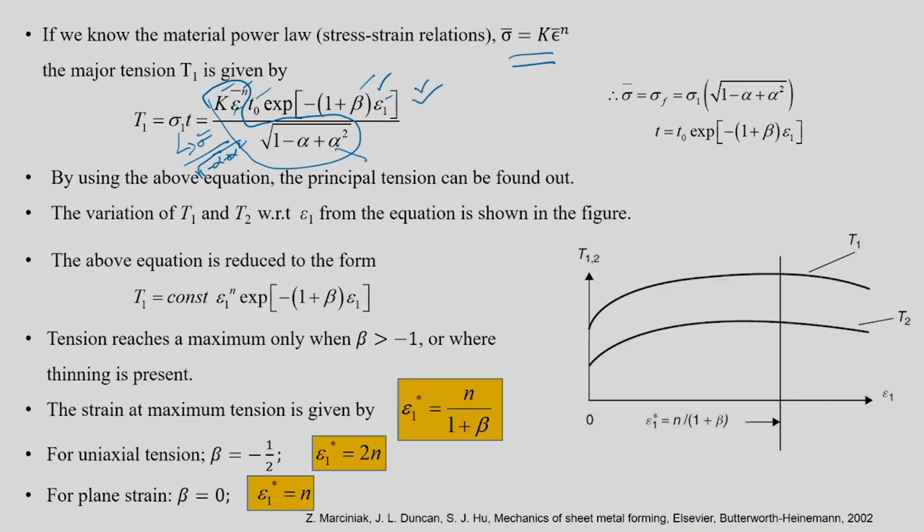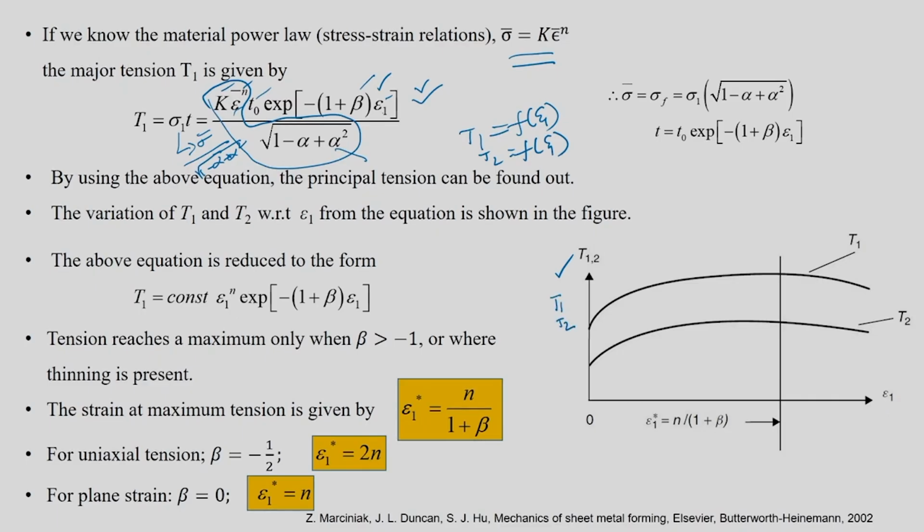Finally, you will see that T1 as a function of epsilon 1 and T2 as a function of epsilon 1 can be drawn, and here it is given. So, from this we can get T1 and T2, where T1 and T2 are related by T2 is nothing but T1 into alpha. So, from this equation you can fetch any values, and you can get T1 versus T2, or T2 versus epsilon 1.